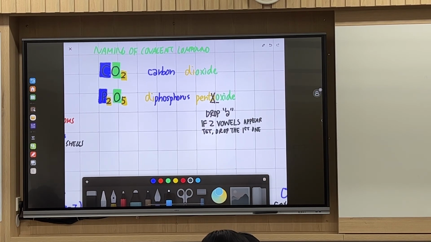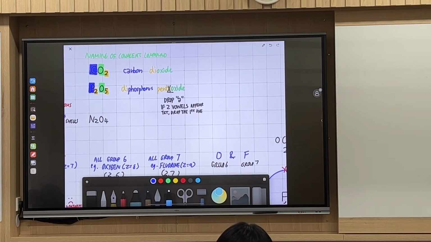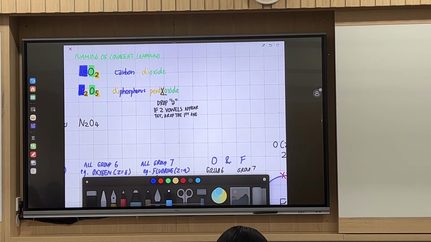Now let's try another one. I want you all to participate. What about N2O4? I'll let you guess. Okay, let me give you some hints first because it's too hard. Without giving you any hints, I will tell you what English word to use for each number, and you should put this down.